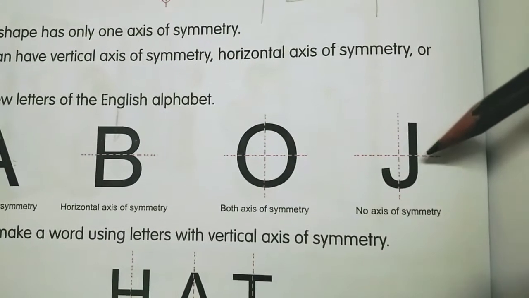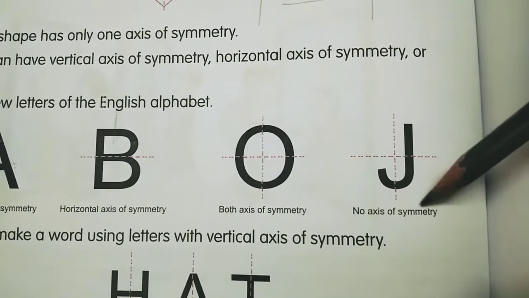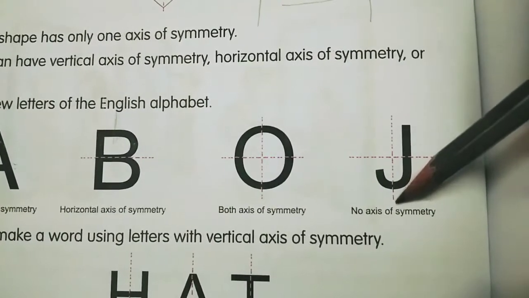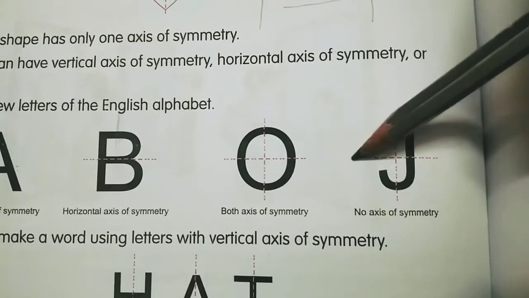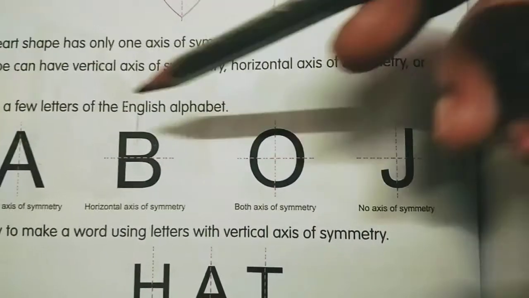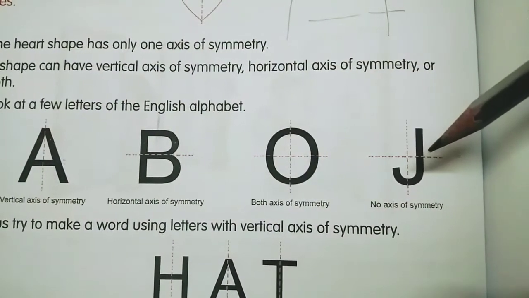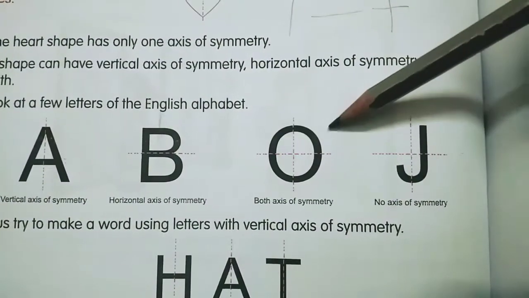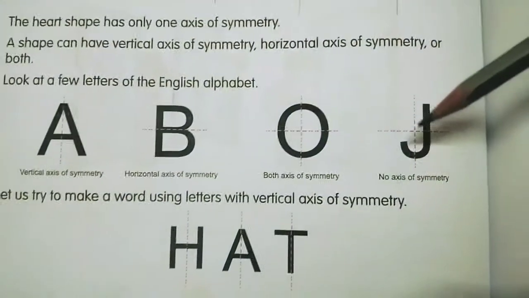This J. J has no axis of symmetry. That is, it has no line of symmetry. When you divide it vertically, nothing is there. When you divide it horizontally, also nothing is there. So here you can see the four types of symmetrical lines: vertical axis of symmetry, horizontal axis of symmetry, both axes of symmetry, and no axis of symmetry.